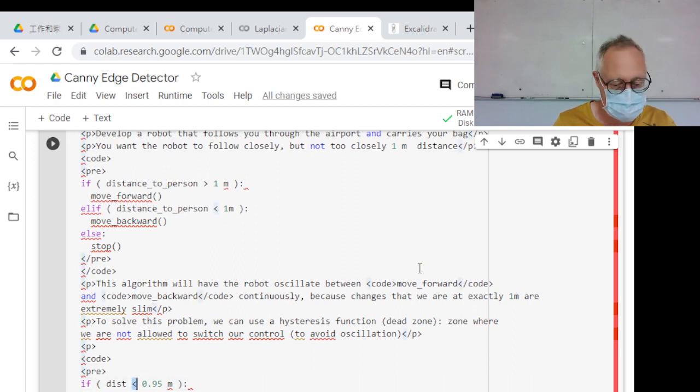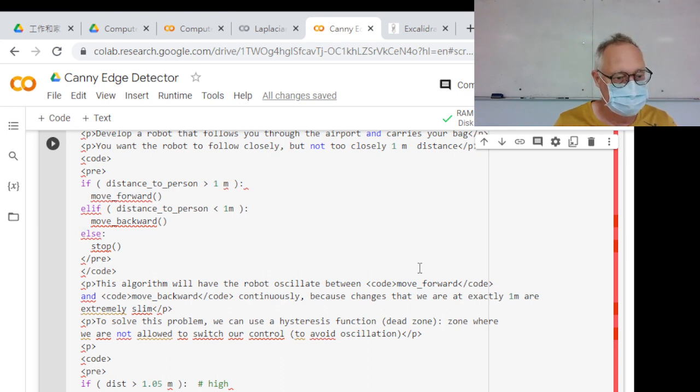if distance greater than 1.05 meters, then definitely move forward. Else, if the distance is less than 0.95 meters, then definitely move backward. Where this would be called the high value, and here we sort of have a low value. So now our dead zone is defined by the values that are between high and low.